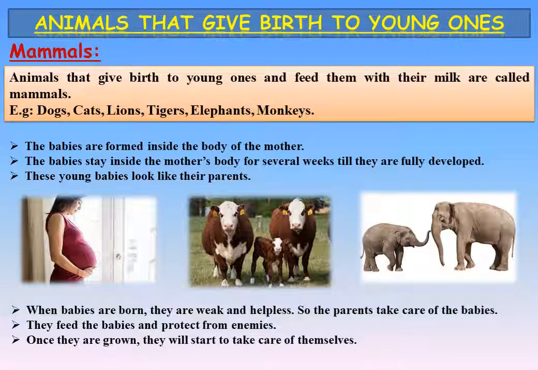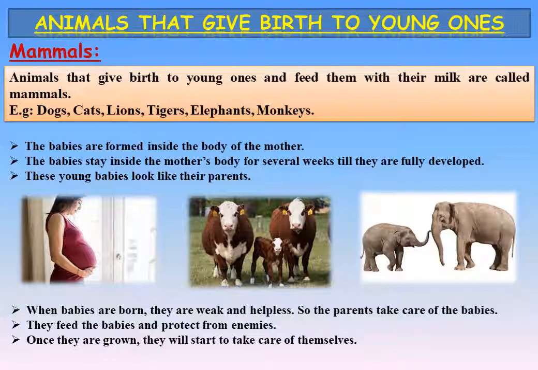Let's see what the characteristics of the mammals are. The babies are formed inside the body of the mother. Where were we? We were inside the belly of our mother. Then the babies stay inside the mother's body for several weeks till they are fully developed. In human beings' case, we will be there for 9 months or 270 days. Similarly, each animal has a different lifespan.